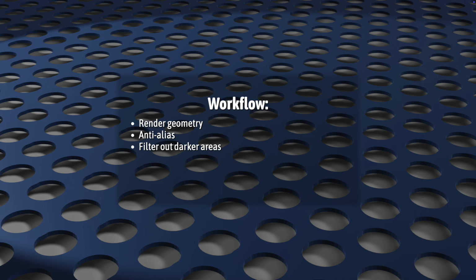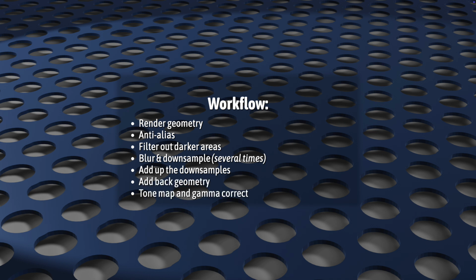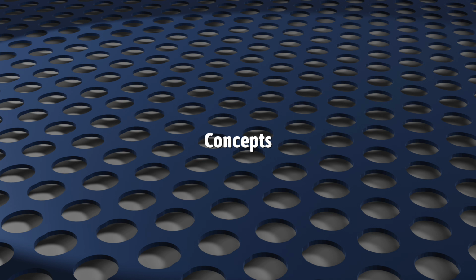So how do we bloom? Here's the workflow. Render the geometry, anti-alias, filter out the darker bits, blur and downsample several times, saving the result to each pass, and then add together each of those downsample passes, blurring and upsampling as you go. Add back the geometry, and finally tone map and gamma correct. See, I told you, it's a lengthy process. Before we get into the details, let's go over some of the important new concepts here.